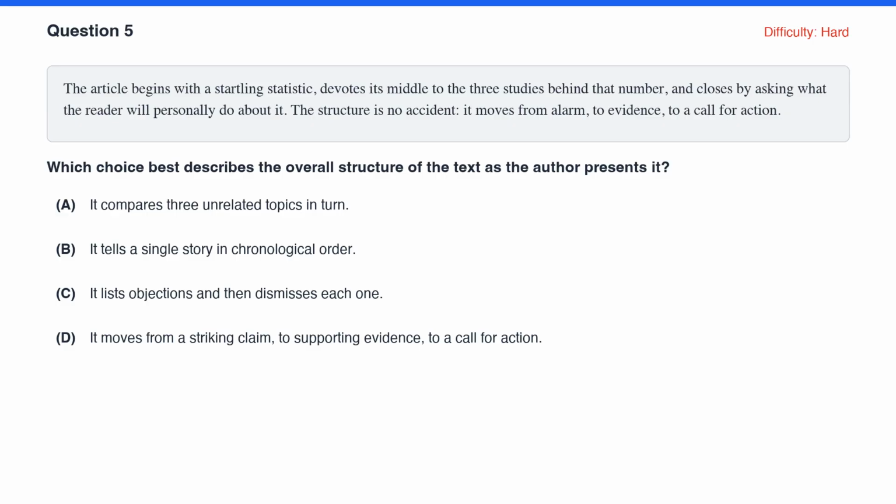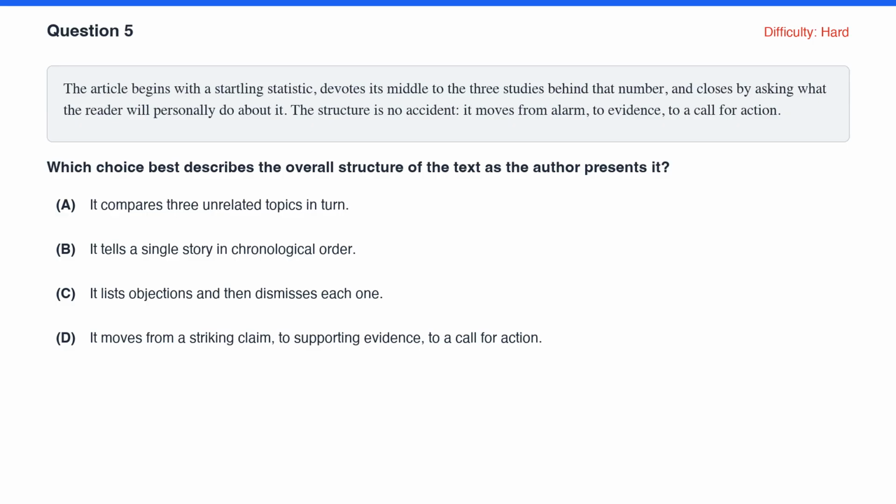Step 2, verb not topic. Trace the moves, a striking claim, the statistic, then the evidence, the 3 studies, then a call to action, the question to the reader. 3 moves in that order. Step 3, predict, then match. Prediction, claim, then evidence, then a call to action. Now I match the sequence, not just a vibe. Step 4, verify every clause.